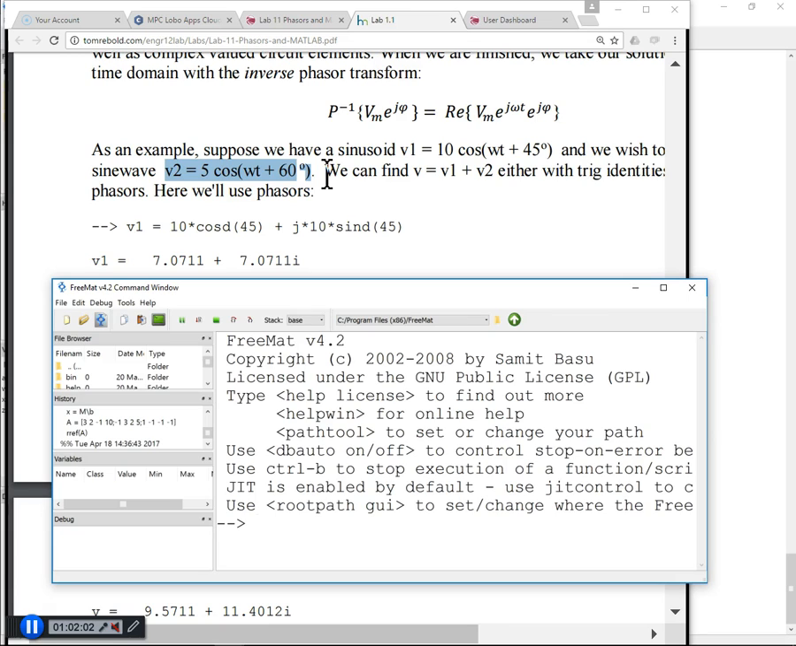Let's just say omega is 1. If we want to plot this, when t goes from 0 to 2 pi, that's going to be a full cycle, so let's go to 4 pi. We can use linspace, going from 0 to 4 times pi with, say, a couple hundred points.